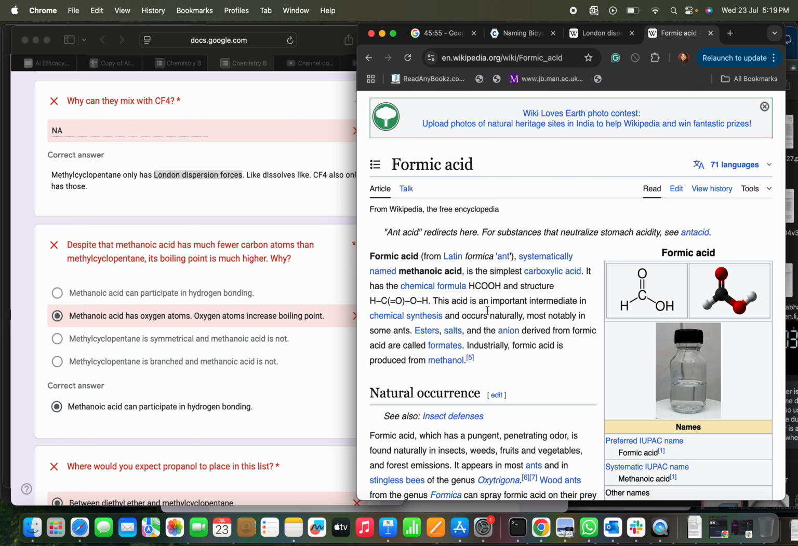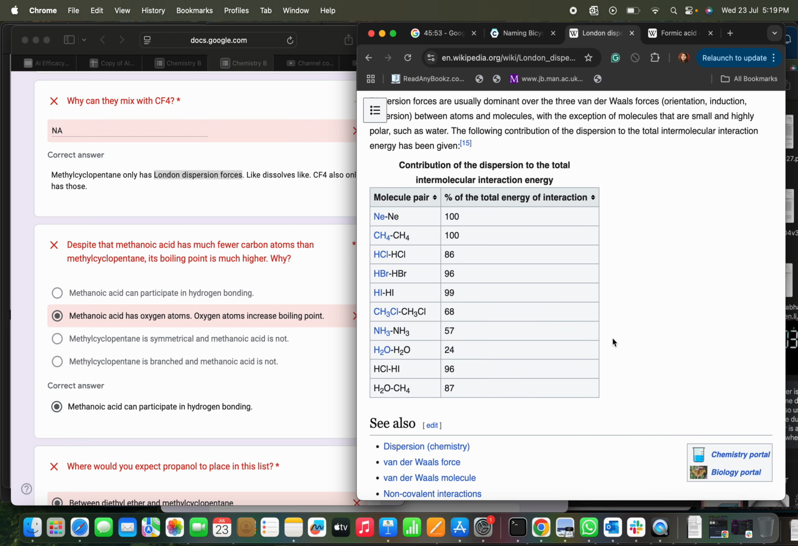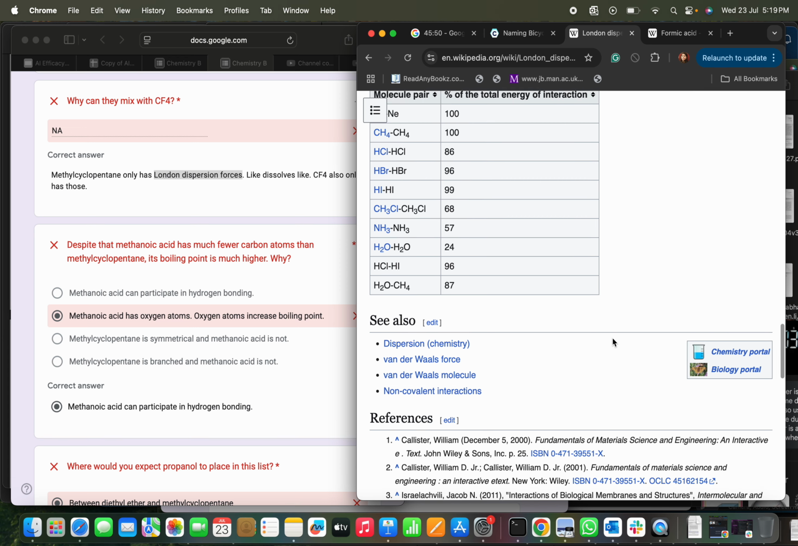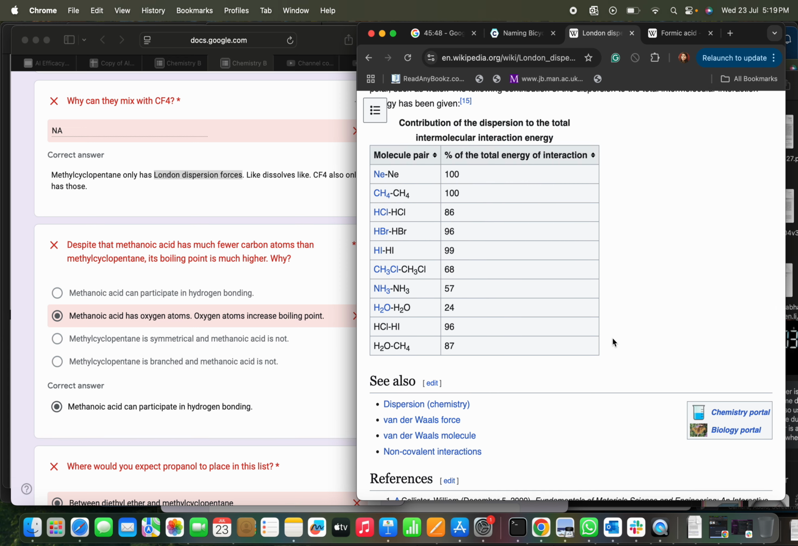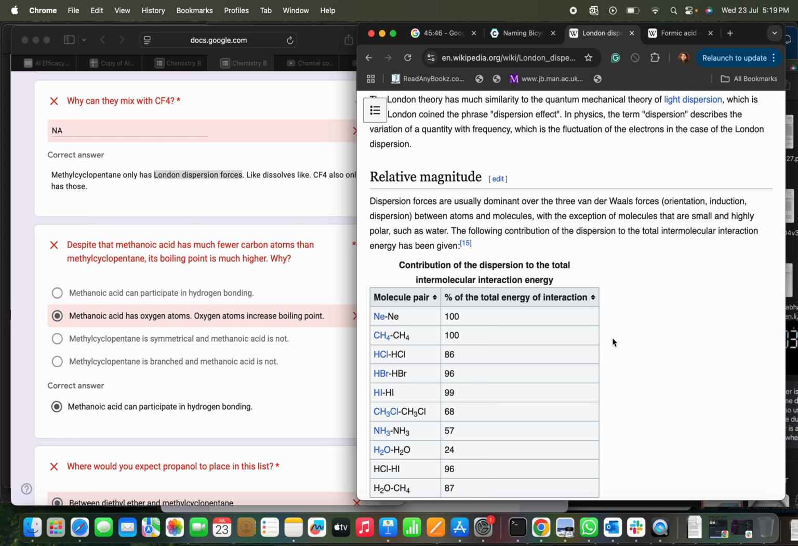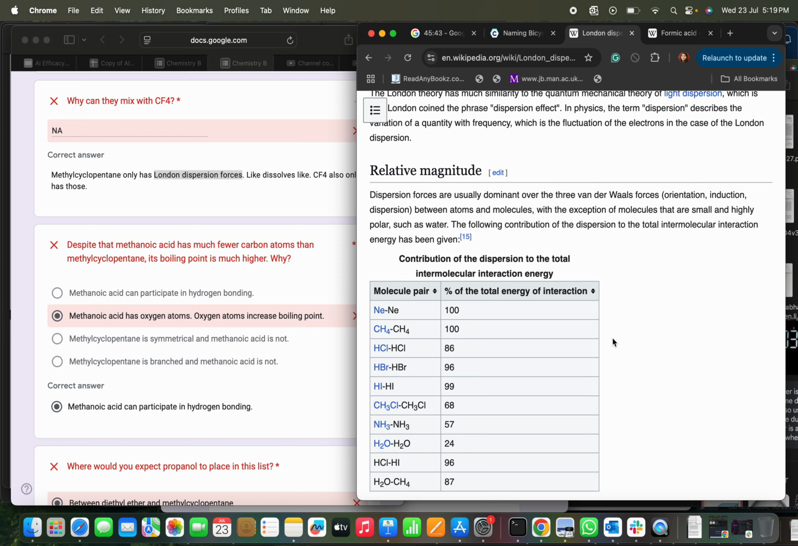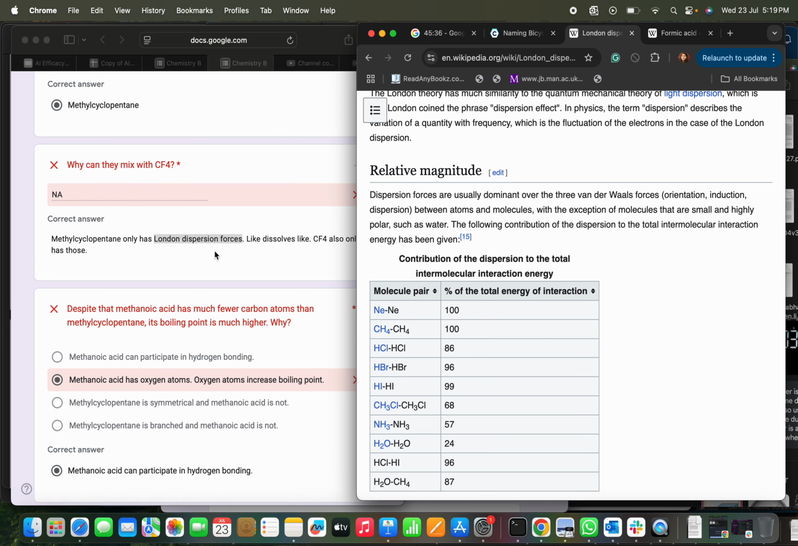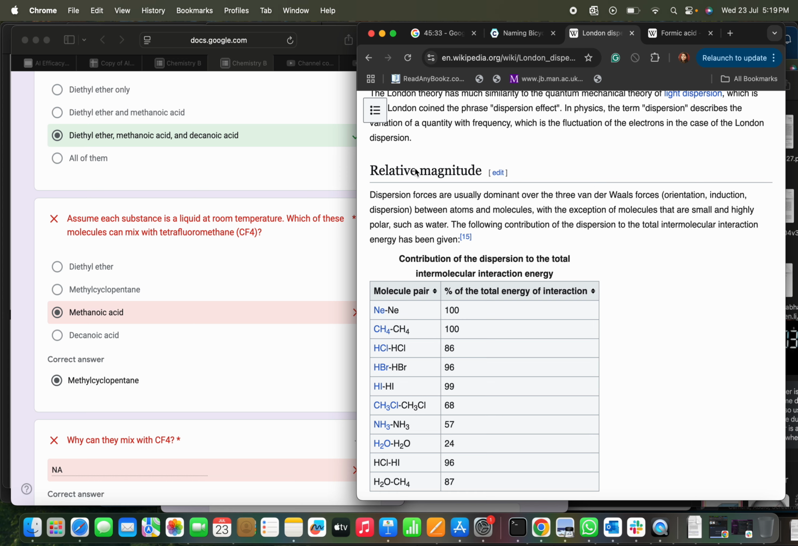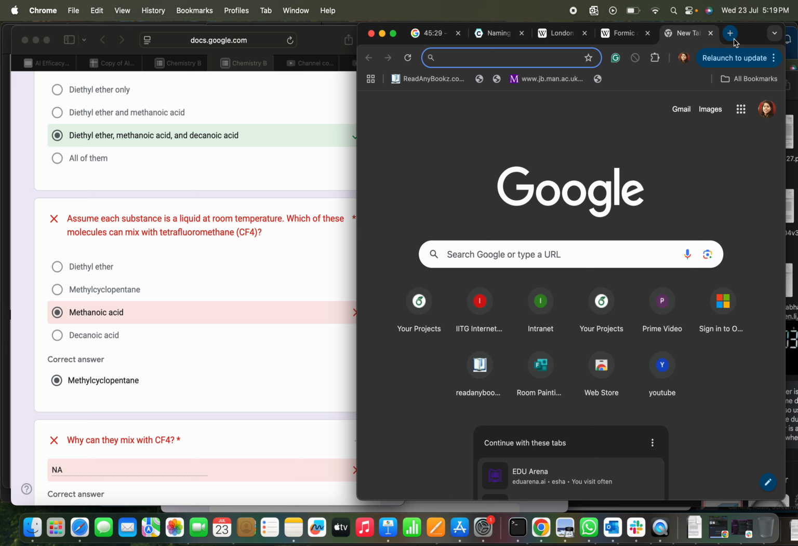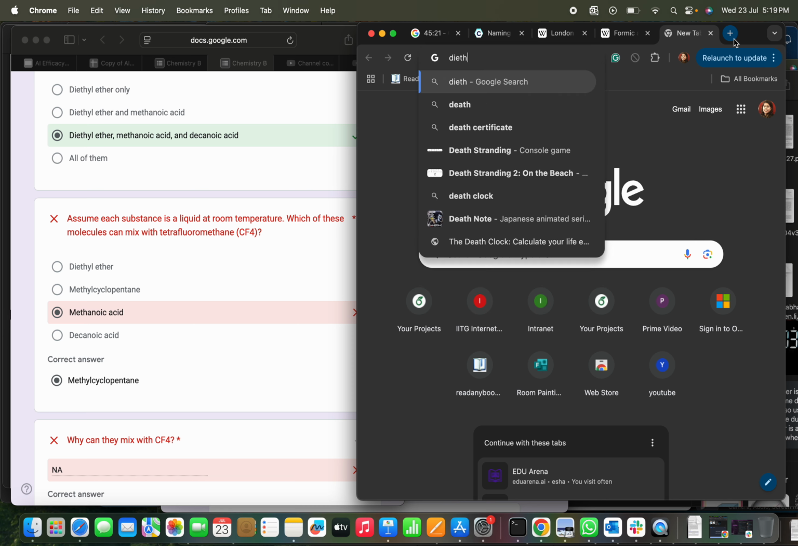HCOOH. Alright, so it has oxygens. CH4, HCl, dispersion forces are usually dominant. Right, methanoic acid can participate. So, diethyl ether. Alright, I think nobody has this OH form. So the polarizability is nowhere to be found in diethyl ether. I'll look at the structure of diethyl ether also.